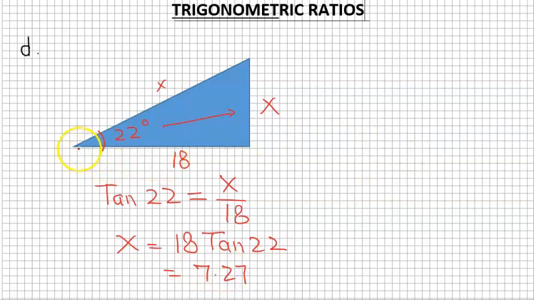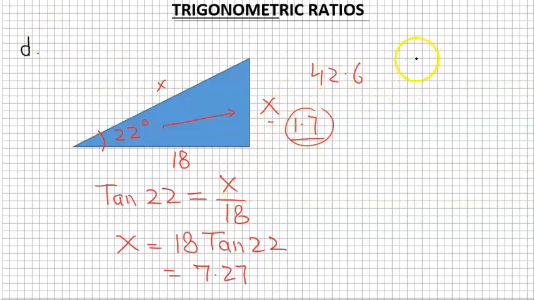Now you can see that this is 18, so this answer is roughly less than 18. This answer cannot be 1.7. This answer cannot be 42.6 because it is roughly nearby. So that's how we do the question.